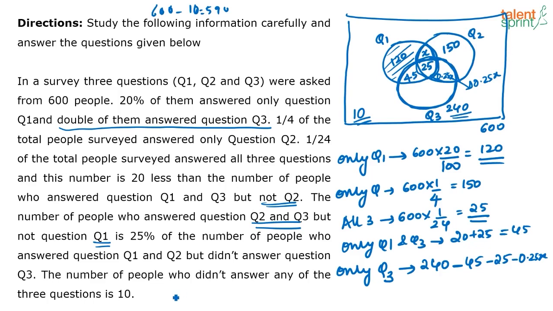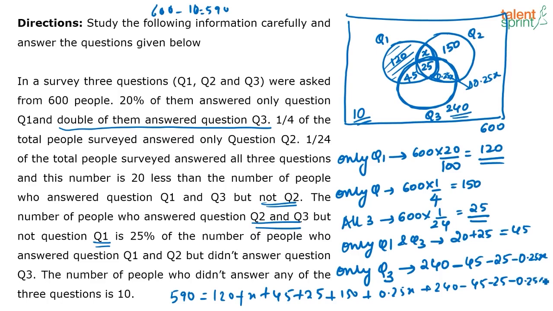Now what can I say? I can equate that this 590 is equal to the sum of all these numbers inside these sets, right? That is 120 plus X plus 45 plus 25 plus 150 plus 0.25 X plus, here what will come? Only Q3 means that is going to be this value, right? 240 minus 45 minus 25 minus 0.25 X. So this is equal to 590. Just equate this and solve for the value of X. When you solve it, you will get X is equal to 80. I don't have space here, that's why I'm writing it like this. I hope this part is clear.